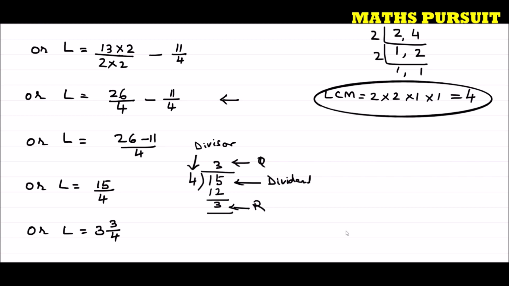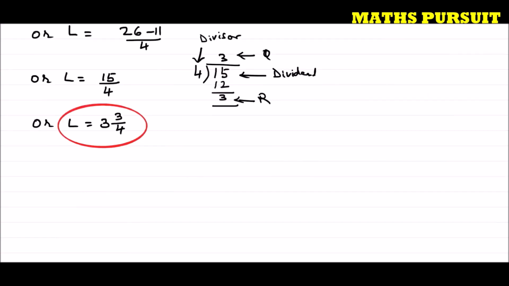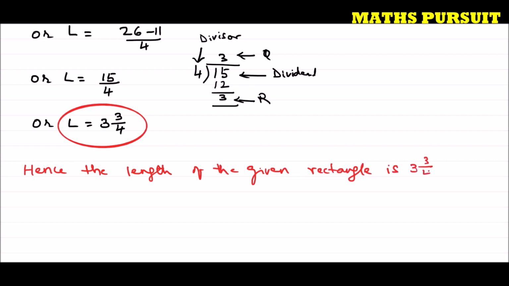Hope guys you are understanding this. We got the length as 3 upon 4. This is our answer guys. And the question was asking us: the perimeter of a rectangle is 13 centimeter and its width is 3 upon 4 centimeter, find its length. We can write our concluding answer as: hence the length of the given rectangle is 3 upon 4 centimeter.